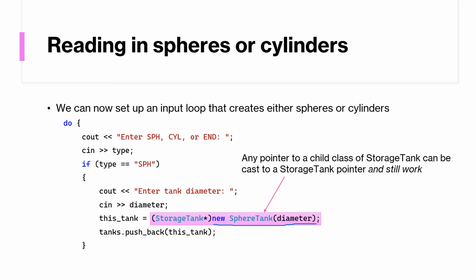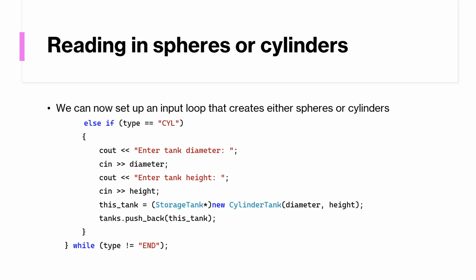tanks knows, we've just added another storage tank pointer, but that pointer is pointing to a sphere tank object. And you're going to see when we run this at the very end that it's going to remember that it was a sphere. Okay. Else, if the user types cyl, we get a tank diameter and a tank height, and we call the cylinder tank constructor with the diameter and the height, and then we cast it to a storage tank pointer and push back into our tanks vector.